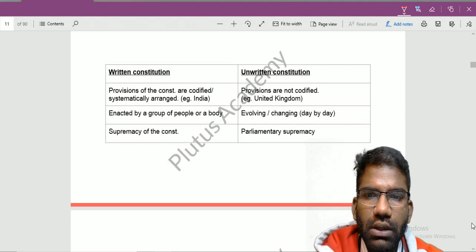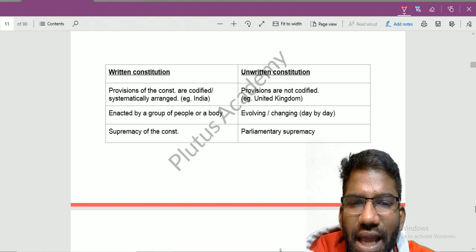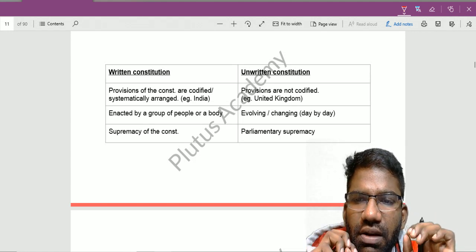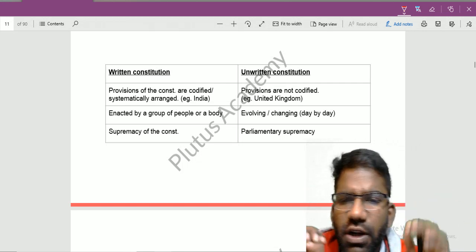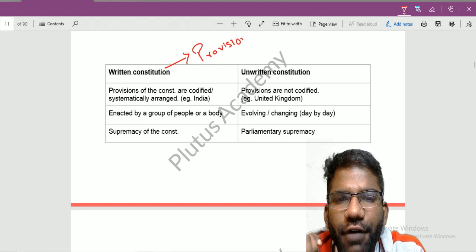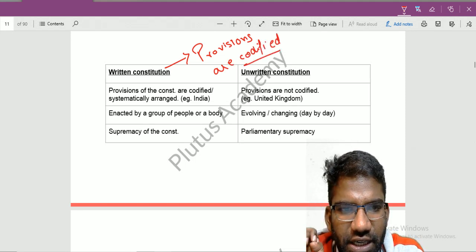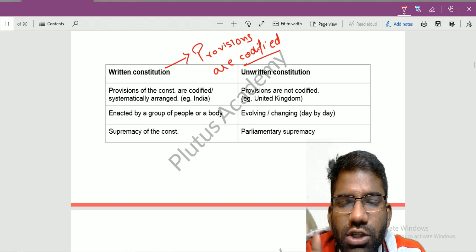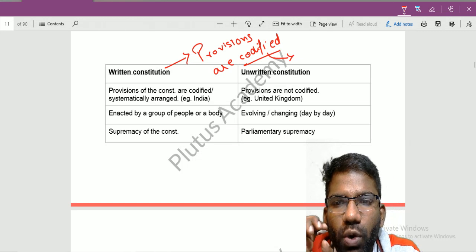Now, after the majority, we will discuss the difference between a written constitution and an unwritten constitution. The major difference we will study in tabular form. First, in a written constitution, the provisions of the constitution are codified. Like the Constitution of India, it is a written constitution. Our Constituent Assembly made it. It took 2 years, 11 months and 18 days to frame that constitution. So it is a written constitution, and the provisions are codified. What does codification mean?